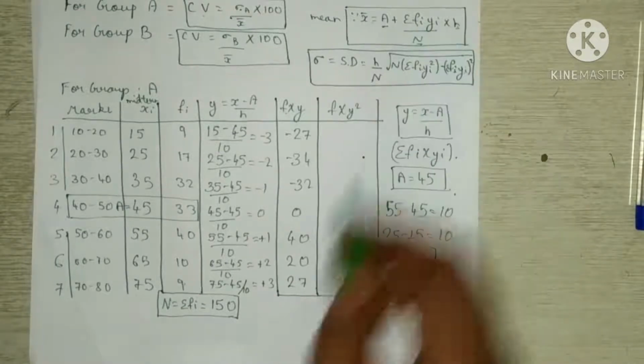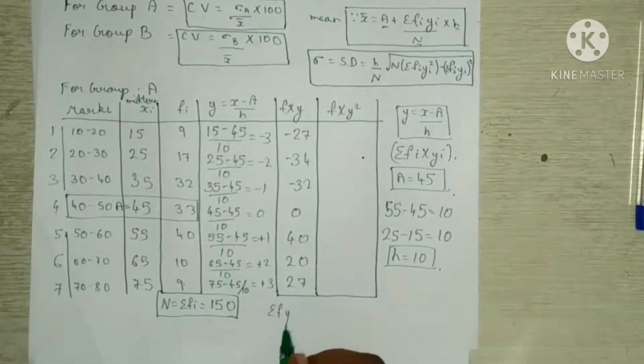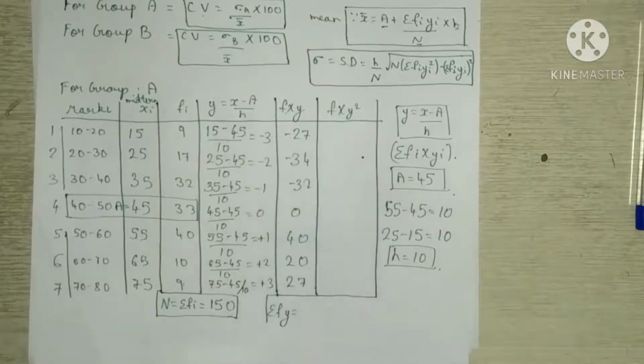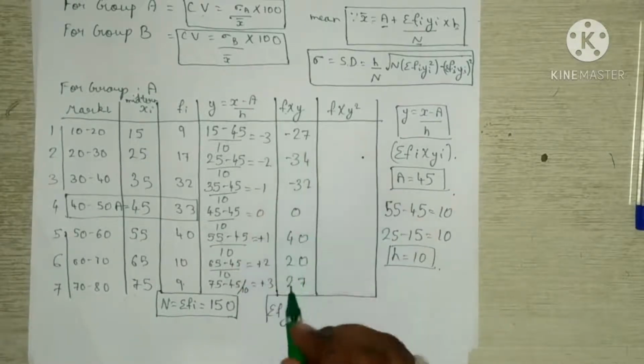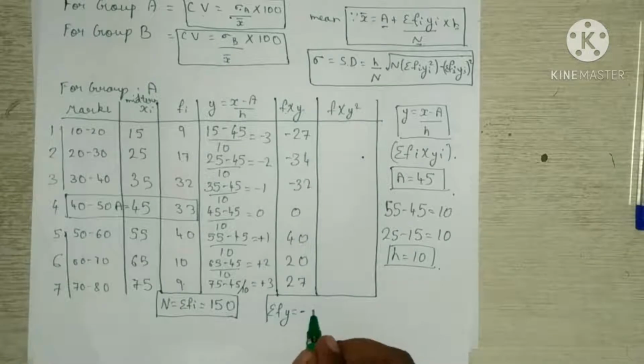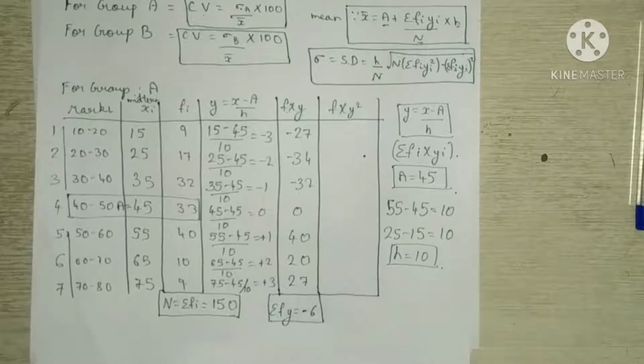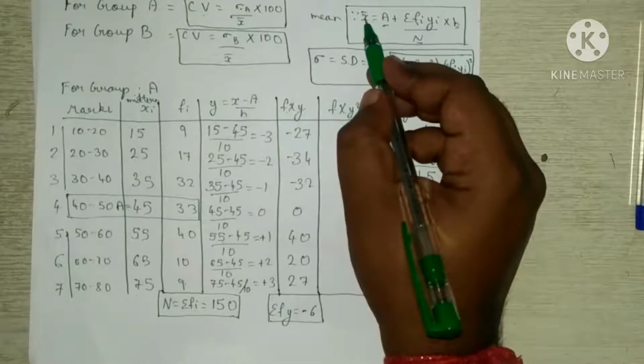Okay, you need to get summation f into y. Summation f into y is nothing but add everything. After adding this, you will get minus 6. Okay, you will get summation fy is equal to minus 6. Now you can apply it in the mean formula.